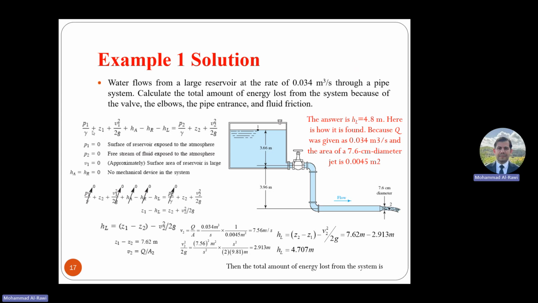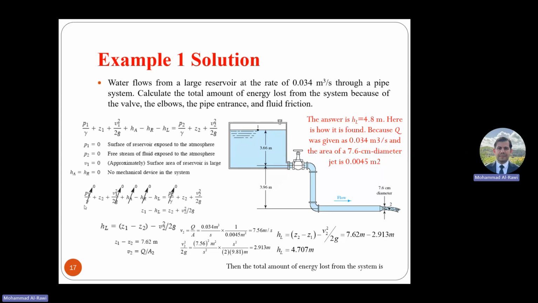We write first the general energy equation: P1 over gamma plus Z1 plus V1 squared over 2G, plus HA minus HR minus HL, equals P2 over gamma plus Z2 plus V2 squared over 2G. Look carefully here. We put everything into account, but now we see which ones we don't need. P1 equals 0, as I said, open to atmosphere, so P gauge is 0. P2 is also open to the atmosphere, so its P gauge is 0. V1 is approximately 0 because the surface area of the reservoir is large. HA and HR are considered 0 because we don't have a motor or a pump.